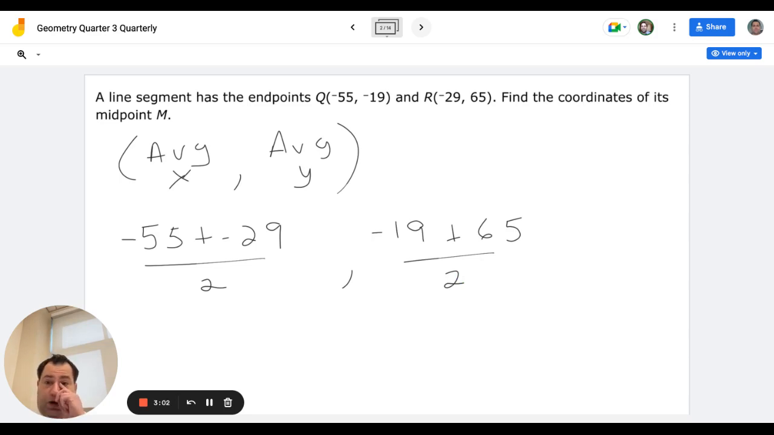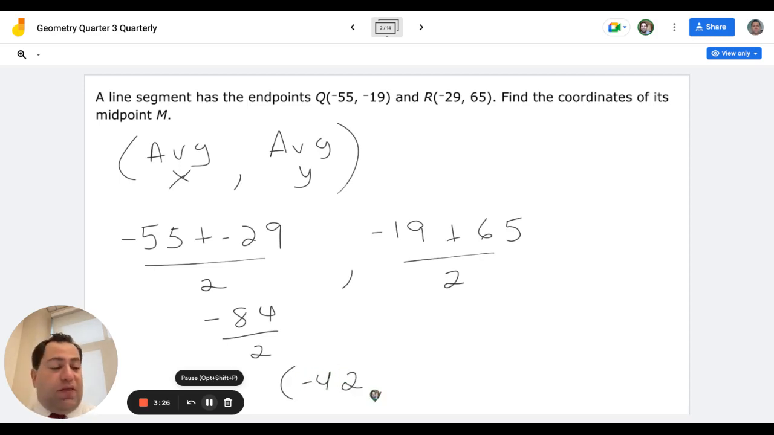Because we have two negatives, we're going to add these two up. When we add -55 and -29, we get -84 divided by 2, and we get -42 for our x value. Then 65 and -19 have opposite signs, so we're going to subtract. 65 minus 19 is 46, divided by 2 is 23. And there's our midpoint, (-42, 23). So go ahead and give the midpoint question a try.